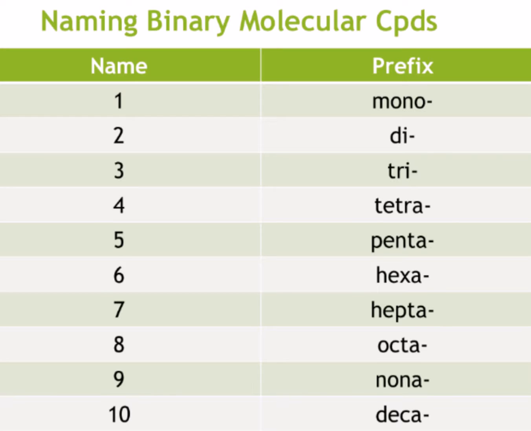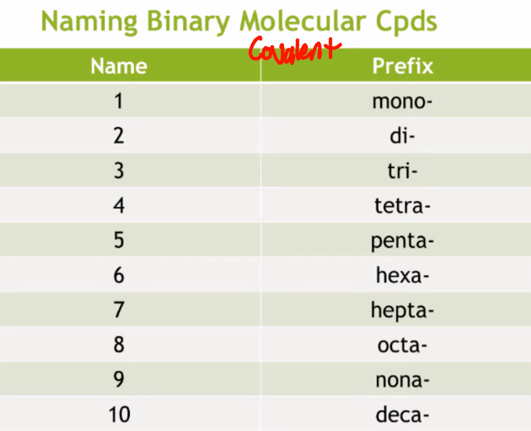Now, a molecular compound, guys, is what? What does molecular mean? Covalent. So up until this point, we have only talked about ionic compounds, guys. Today, we're talking about covalent compounds, which again, the name is molecular. These use prefixes to tell you how many atoms of each element you have.